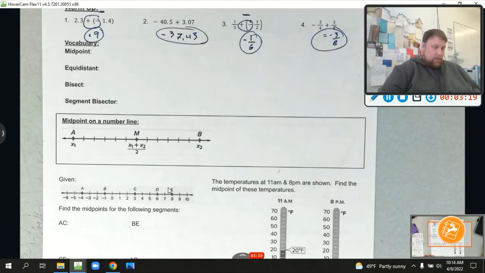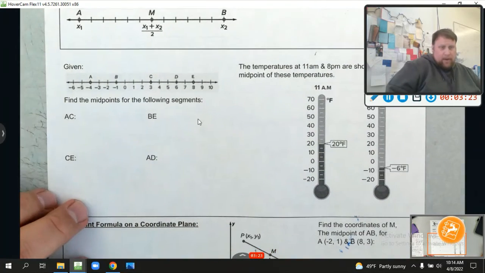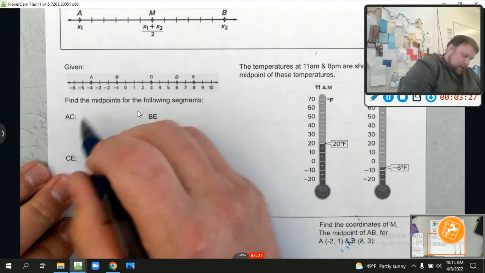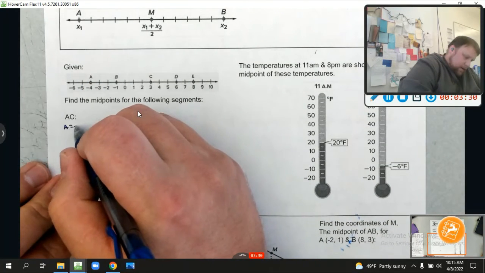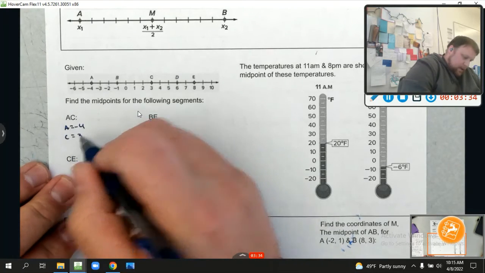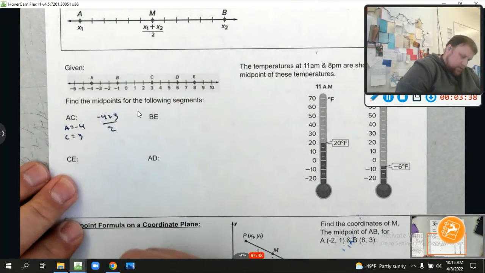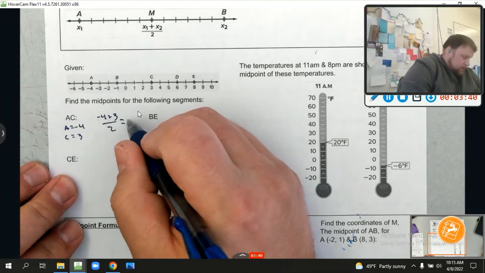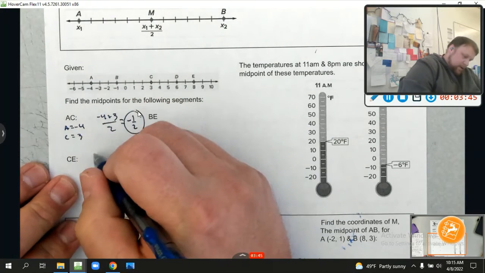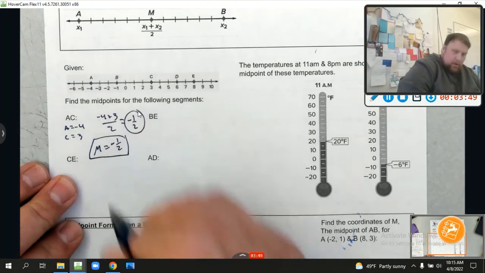Okay, I'm assuming you wrote that down, and let's do some examples with that right here. Okay, so find the midpoint for the following segments. Okay, so we're going to look at A is negative 4, and C is 3. So to find our midpoint, we're going to say negative 4 plus 3 over 2, which is negative 1/2. Boom. That's your midpoint. So M equals negative 1/2. Probably should label it M for midpoint.